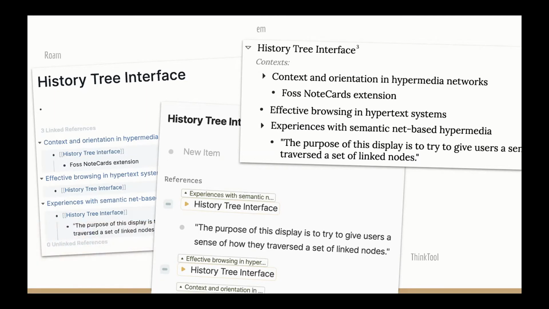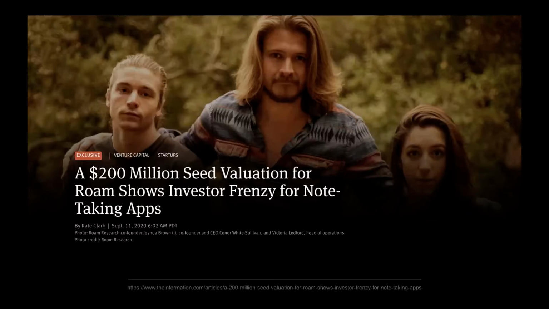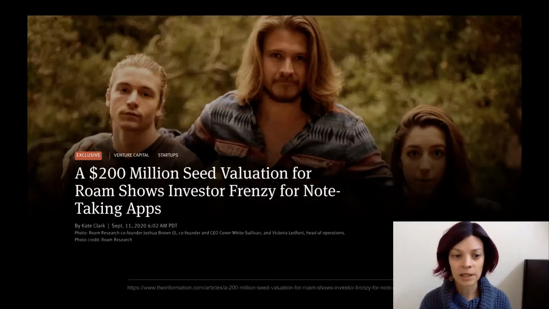I want to take just a side note to mention, if you're wondering why this is important, Rome, for example, just received funding with a $200 million valuation. This is a huge new wave of note-taking tools, and it's getting mainstream attention. And something that the hypertext community has been talking about for decades. This is really significant that there is a way to connect this with industry and the mainstream movement. And I believe that hypertext researchers have a lot to say about this.